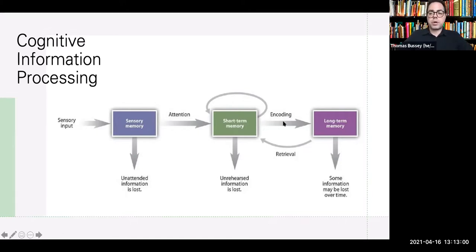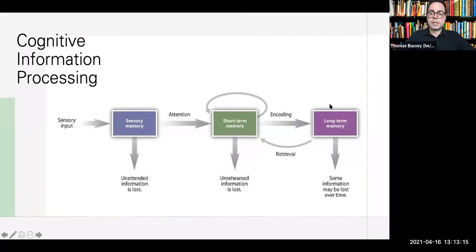So part of this process is not only introducing students to new pieces of information and sort of allowing them to bring it into their short-term memory, but also allowing students to retrieve relevant pieces of information from their long-term memory.